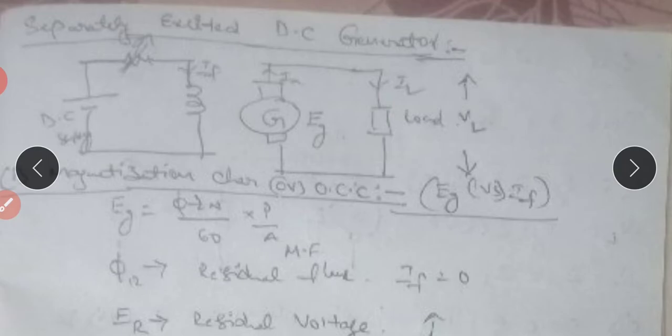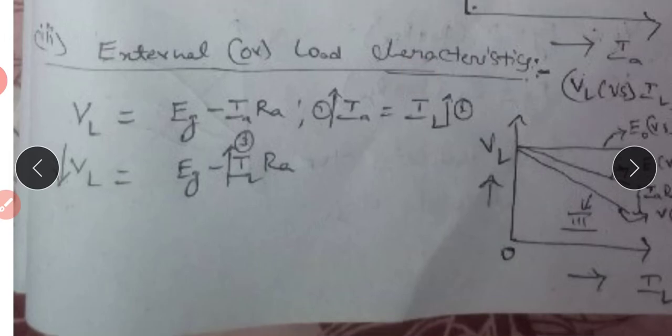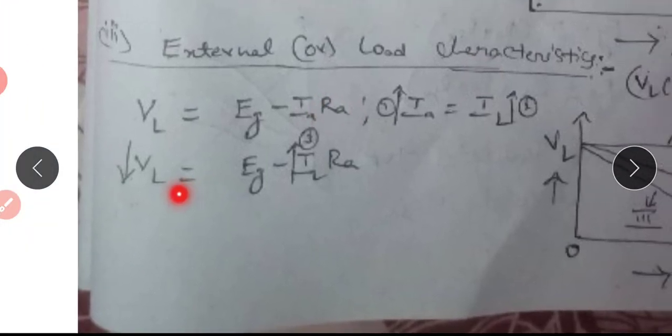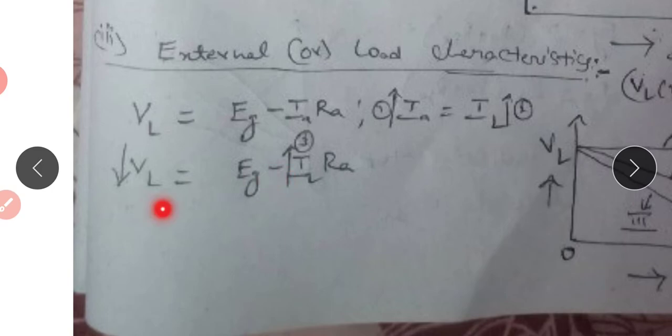And in this case, the current equation: armature to load, the number of current paths equals 1. So Ia equals IL. Here the current equation is Ia equals IL. So by substituting Ia equals IL in this equation, we get VL equals Eg minus IL into Ra.